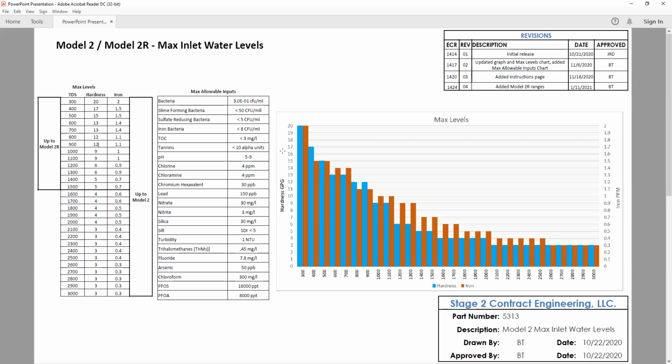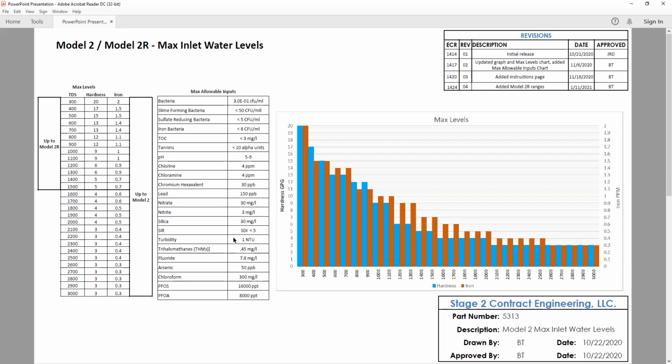So for instance, if you show positive results for silica and high turbidity, you just follow this table. This is our max allowable silica, which is 30 milligrams per liter. If you're at 25 milligrams per liter of silica, for instance, you're good to install without requiring pretreatment. If you're above 30 milligrams per liter, you need to install pretreatment to reduce that number.